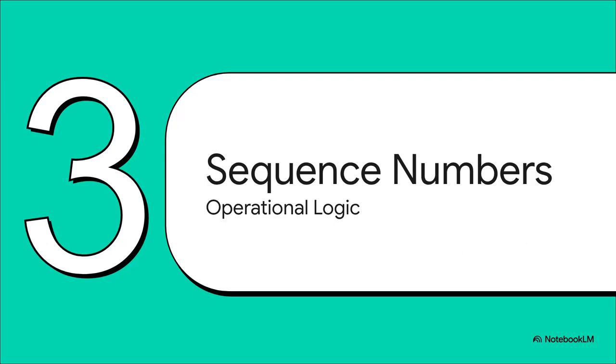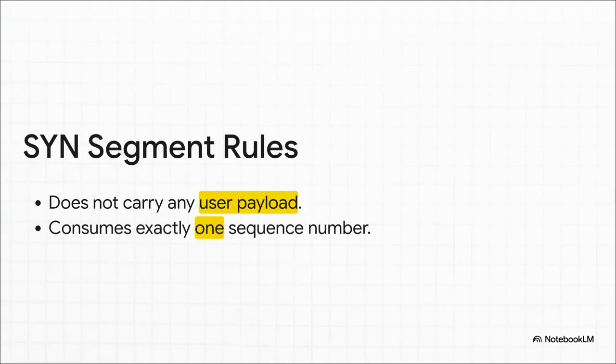Let's jump to Section 3, decoding sequence numbers, operational logic. Let's isolate the operational logic we just saw because honestly, you absolutely must memorize these rigid rules for your exams. First, like we just saw, a SYN segment does not carry any user data, 0 payload. Second, and this is the big one, even though it carries absolutely 0 payload, it mathematically consumes exactly 1 sequence number. This rule is the whole reason why the acknowledgement formula is always the sequence number plus 1. It's acknowledging the invisible space that the SYN flag took up. Kind of mind-blowing when you think about it.